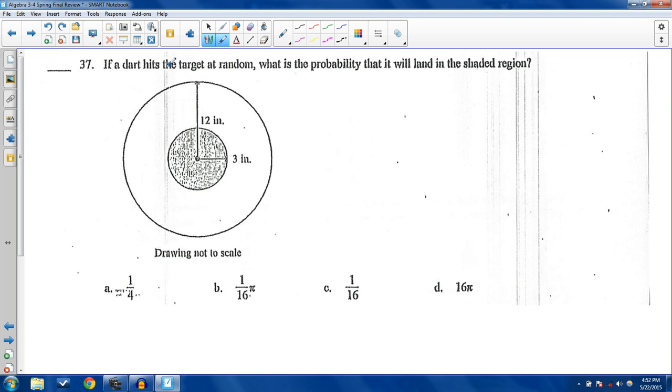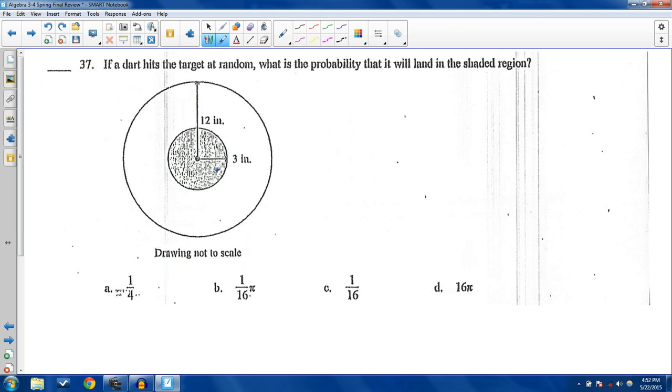Okay, number 37, if a dart hits the target at random, what is the probability that it'll land in the shaded region? So hitting the target at random means you're equally as likely of hitting a bullseye as you are hitting the outer rim, which is probably true. We're not saying there's any skill involved. The only other thing is really just talking about the fact that you're not going to miss the dartboard. Either you hit it, I mean, you do hit it, so either you hit the shaded or you don't.